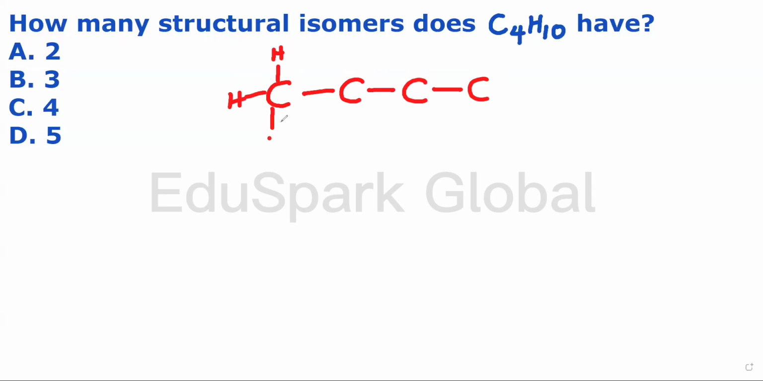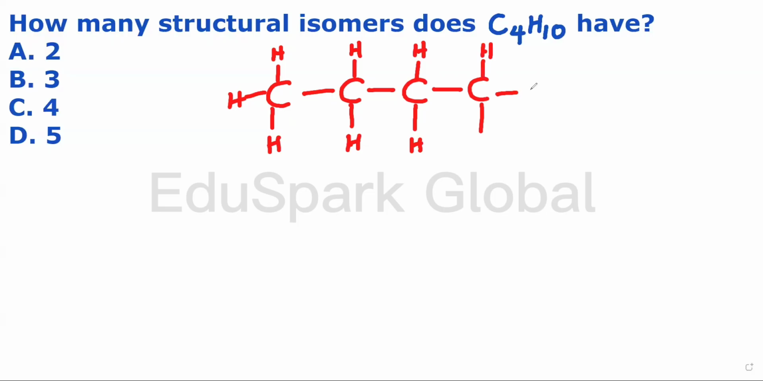That makes it 4. Do not exceed 4 bonds because carbon has 4 valence electrons and needs 4 bonds to fill its octet. Then we move on to this carbon. We're going to put 2 hydrogens here to make it 4, 2 on this one as well, and then here we have 3.